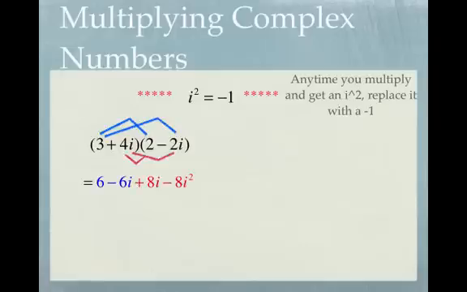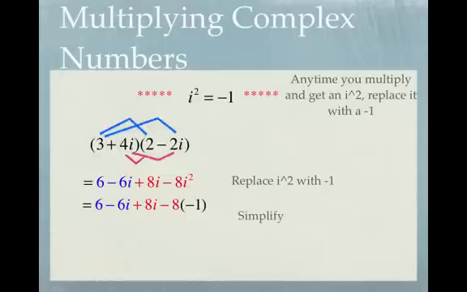So when you multiply it, this is what you get. And again, it's color-coded for you to check your work. And if you notice, at the very end there's an i squared. We're going to replace that with a negative 1. So when you replace it with a negative 1, it looks like this. The i squared isn't there at all.